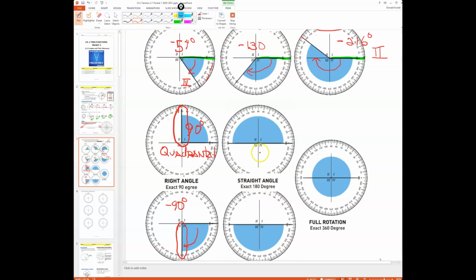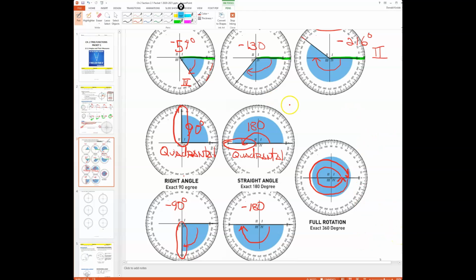Okay, our straight angles are exactly 180. So we've got positive 180. This is also a quadrantal angle because its terminal side is on the negative x-axis. And then here is the same thing, except it's just a negative angle. And then obviously we all know that a rotation of 360 degrees is a full rotation, whether it's going clockwise or counterclockwise.